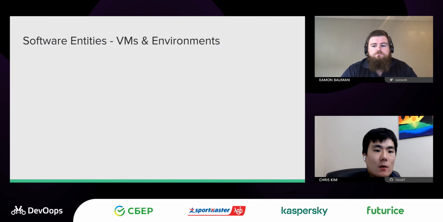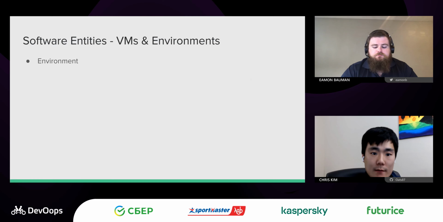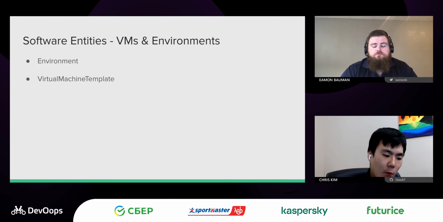If we go and look at our software entities, we can actually track them. From the virtual machine and environment perspective, we have these custom resources. The environment is the actual cloud or wherever the virtual machines live. That would be something like an EC2 cloud, or could be a VMware cluster, even a KubeVirt cluster and so forth.